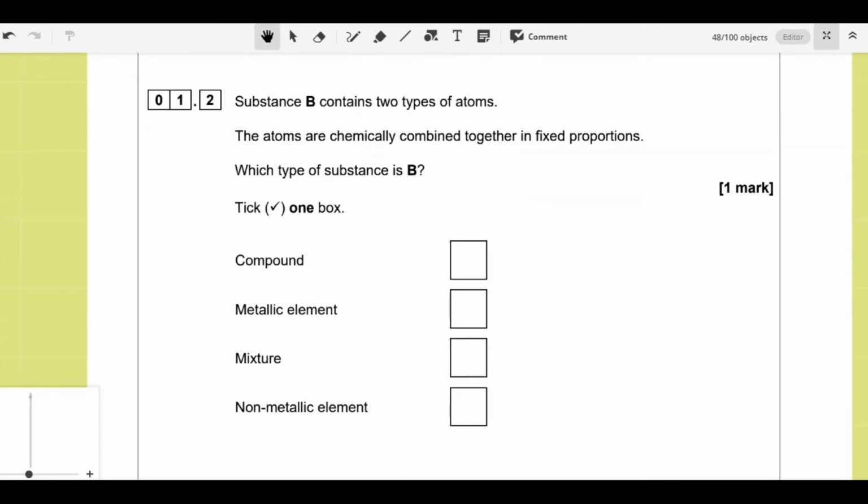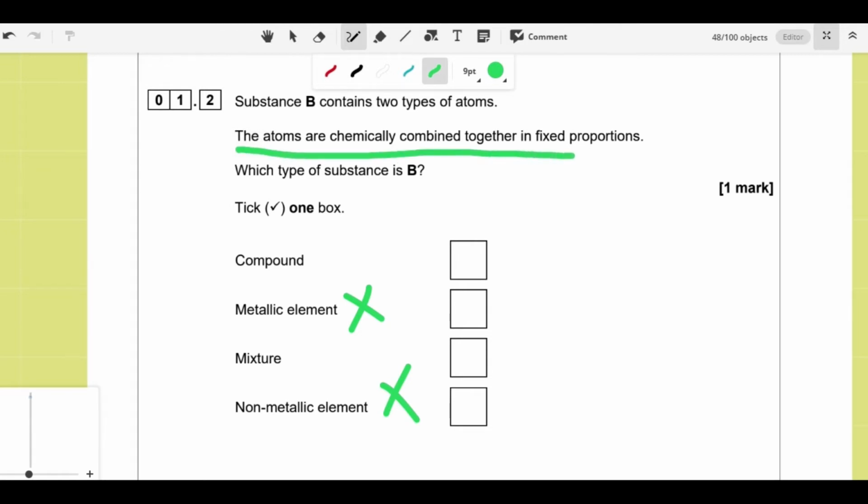Next question is about substance B, which contains two types of atoms, so it will not be an element. Here we have two options, compound and mixture. Now you can see the second line, that the atoms are chemically combined together in fixed proportions, so that is only in compounds, not in mixtures.